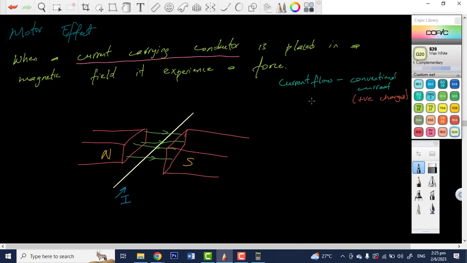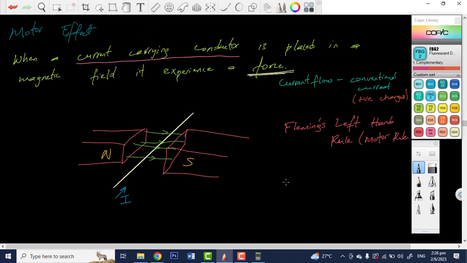So now, to determine the force on this current carrying conductor, we will apply Fleming's left hand rule. Sometimes you might hear a person say it's the motor rule. So we apply the motor rule, which is for the left hand. When we were talking about alpha particles and beta particles in a magnetic field, we were using Fleming's left hand rule.